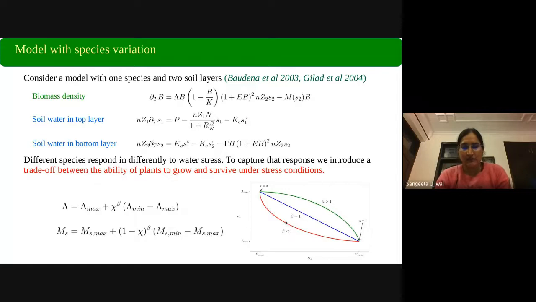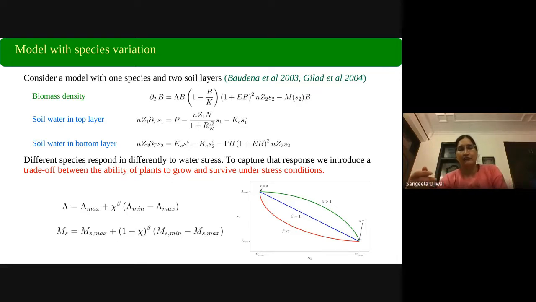So we consider different species of plants, and we differentiate between these species by a trade-off that they make between their ability to grow, to increase their biomass, and their ability to survive under stress conditions. So there would be some species that will be good at increasing their biomass, but they will not be good at surviving if there is water stress, if there is scarcity of water. Whereas there will be some other species that will be good at surviving where there is less water, but they may not be able to grow more and increase their biomass when there is plenty of water.